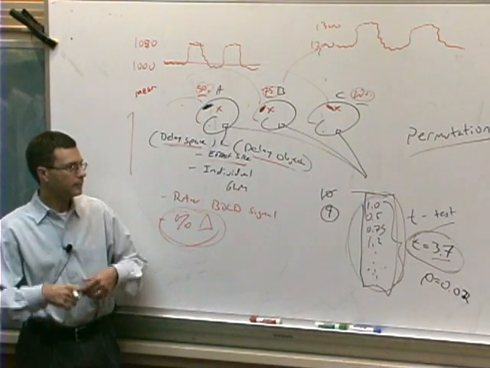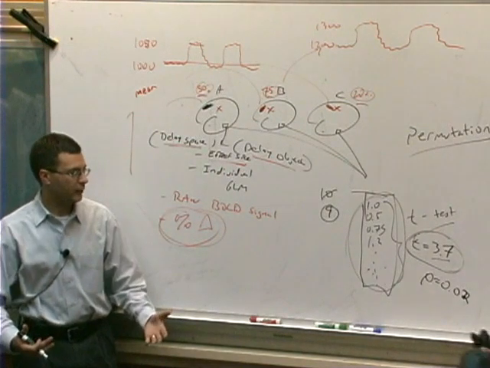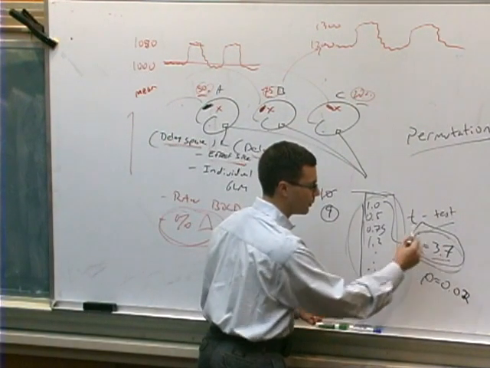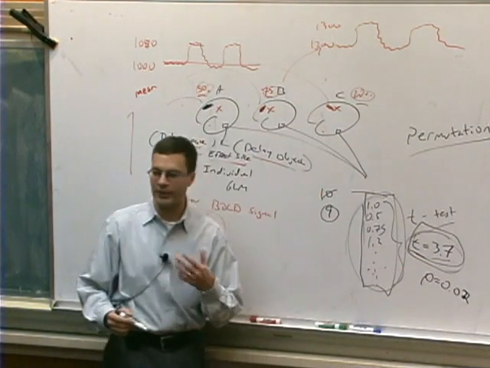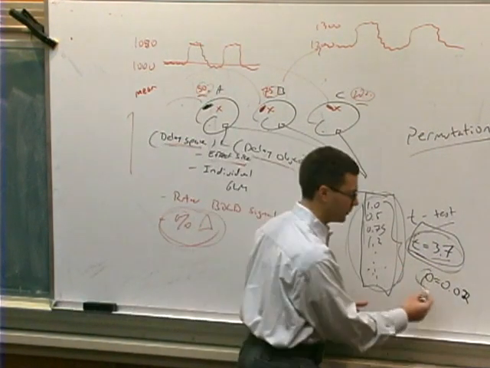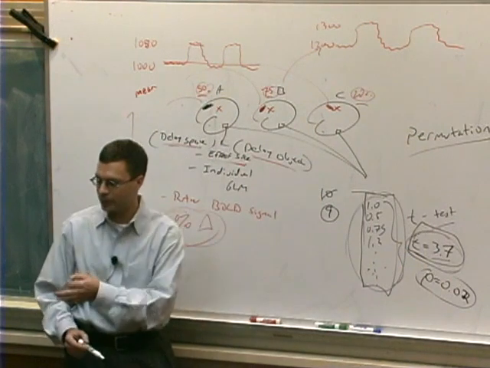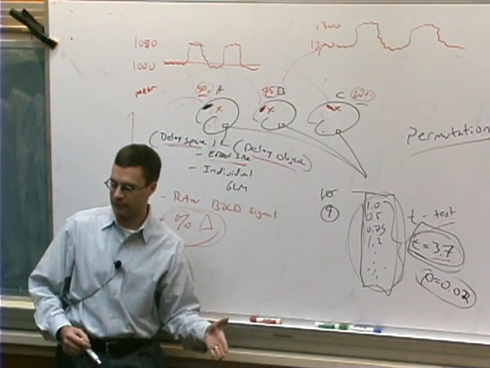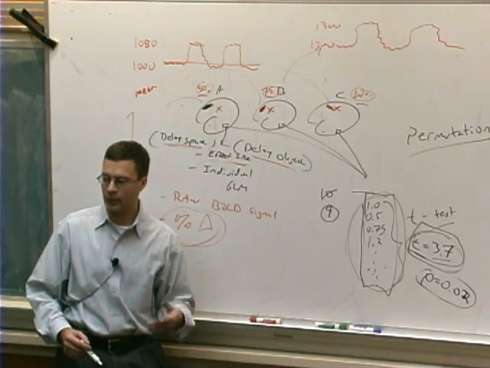A permutation test still starts with calculating this t-test and coming up with a t of 3.7, but now you're going to use a different method to assess its significance. Okay, so instead of going and looking in the back of a textbook to figure out what the p-value is, you're going to try and actually measure the p-value or calculate the p-value. So how is that done?